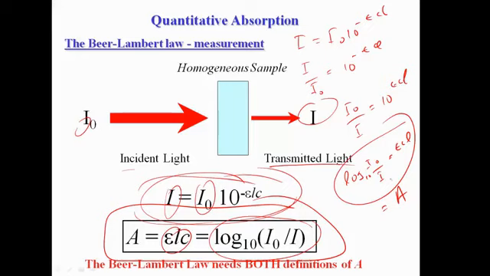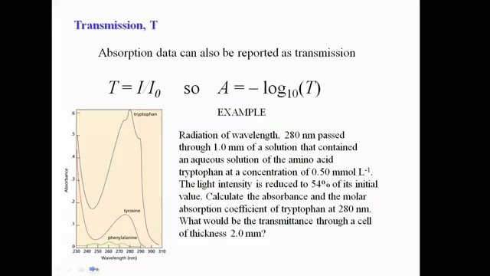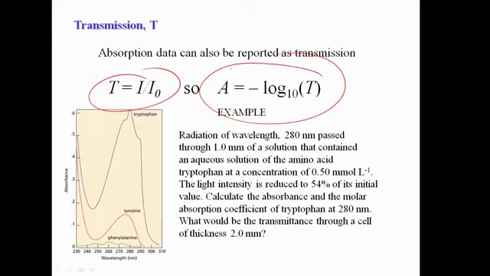Right, let's move on. This is just a carry on from before: the transmittance is equal to I over I0, the intensity of the light that comes out divided by the intensity of the light that goes in. And therefore, going back to the last slide, you can work out that A is equal to negative log 10 of the transmittance.